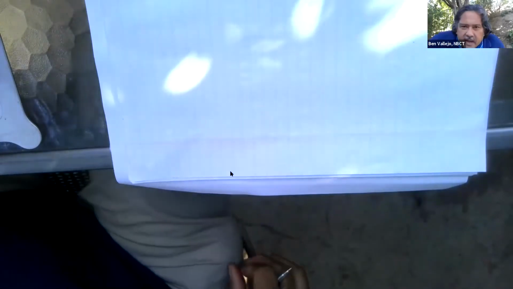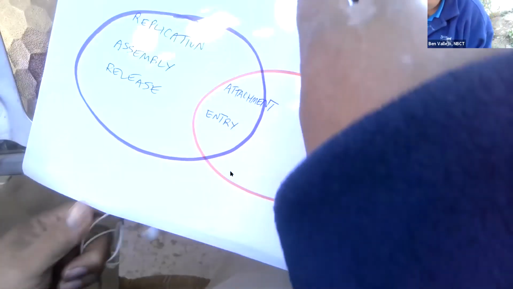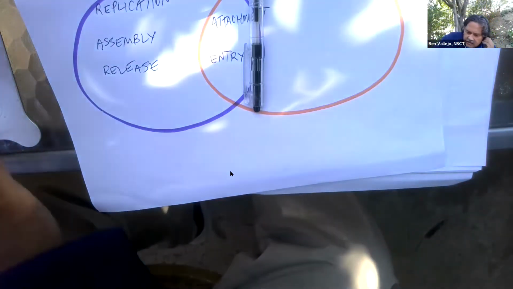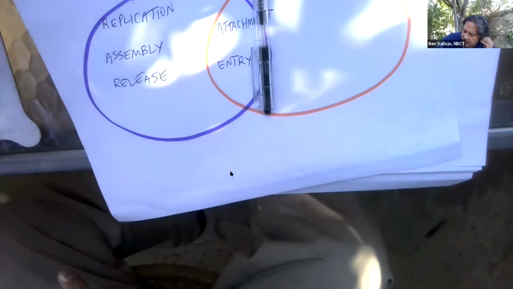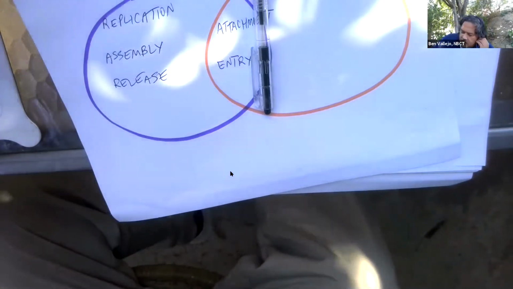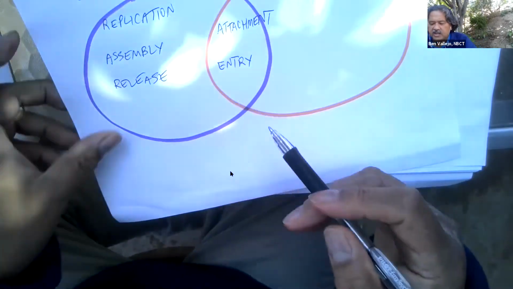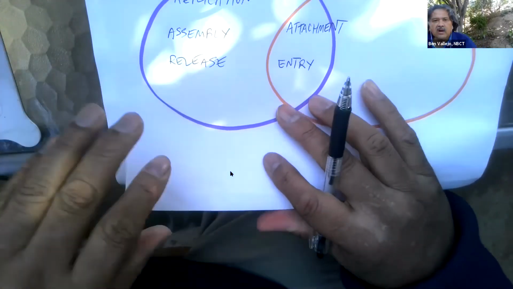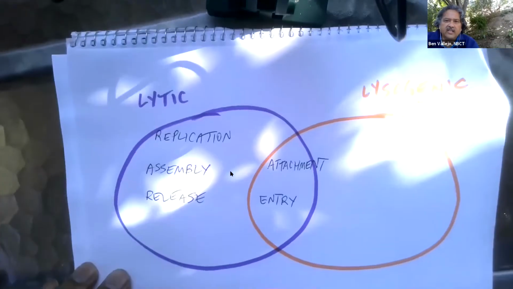All right. So what? Oh, there goes my diagram. Hang on. A little bit of wind right there. That's the wind blowing my work away. Okay, so you've got attachment and entry, replication, assembly, release. That's what you see for the lytic cycle.